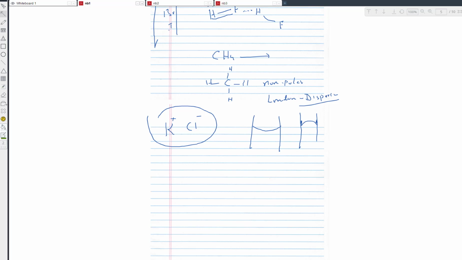Okay, what's the next question? Next is 12.31. It says, predict which of these liquids has the greatest surface tension. Let me see where 31 is. Predict which of the following liquids has the greatest surface tension: ethanol or dimethyl ether. Now let me explain something and then you will give the answer.